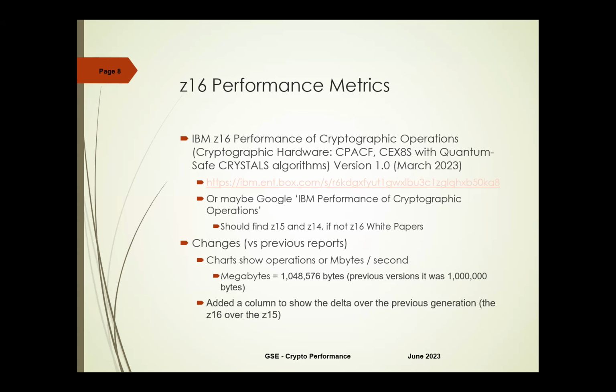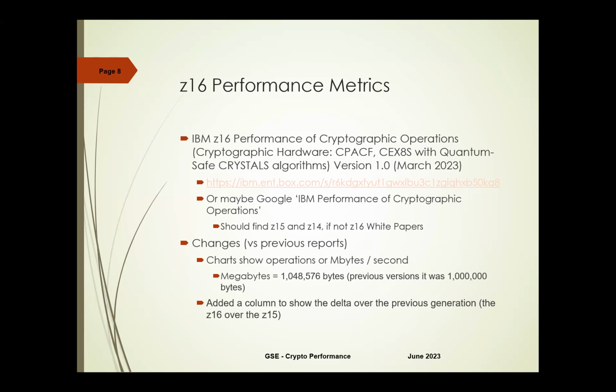Now, one of the changes that they made in this document versus previous generations was they changed the definition of a megabyte. In the previous versions of the document, they simply used 1 million. With this version, they've gone back to the more standard definition, where 1 megabyte is 1024 by 1024 bytes. So if you're comparing between machines, you probably need to take that into account.